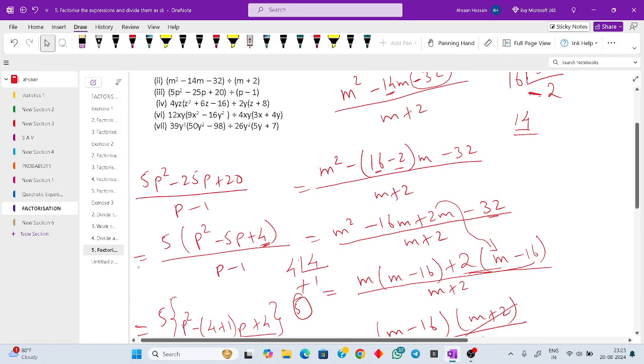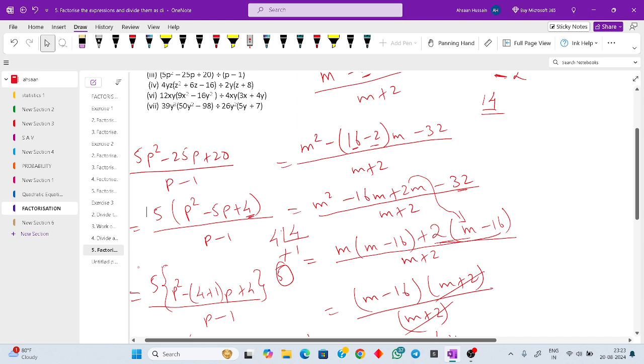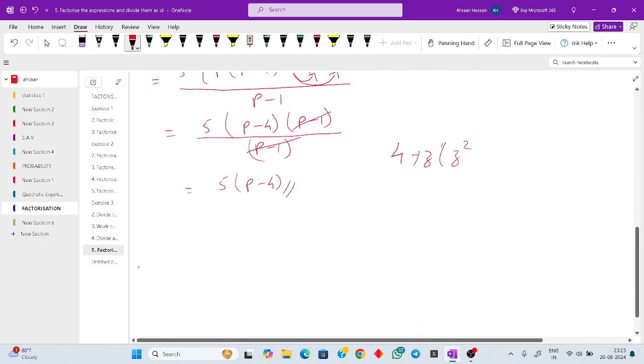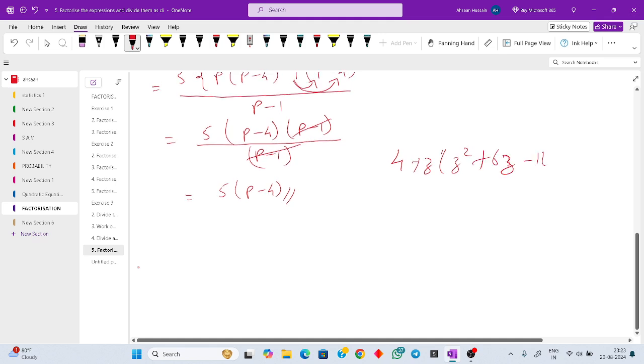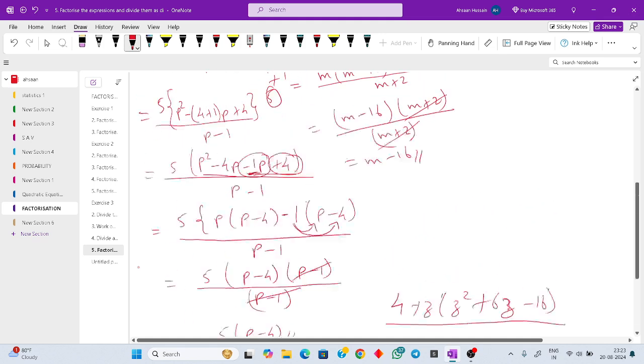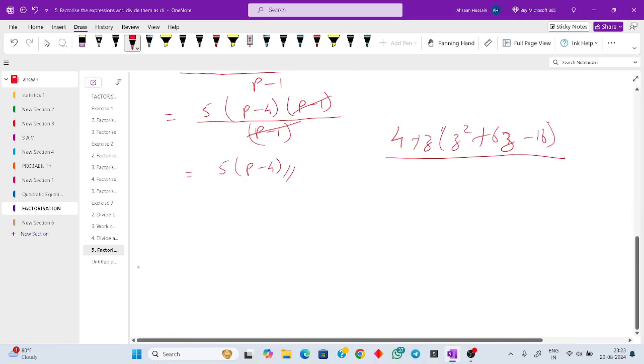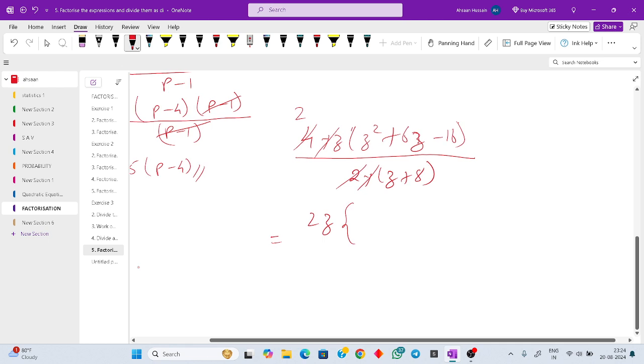The next question is 4yz(z square plus 6z minus 16) divided by 2y(z plus 8). So we can cancel these two first. And y is gone. So it is 2z. And inside the bracket we have to factorize.